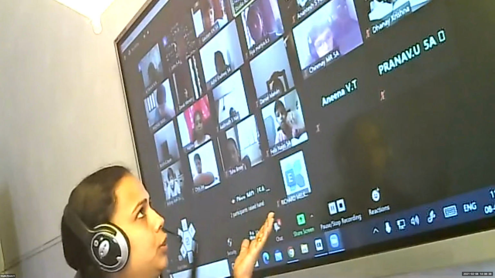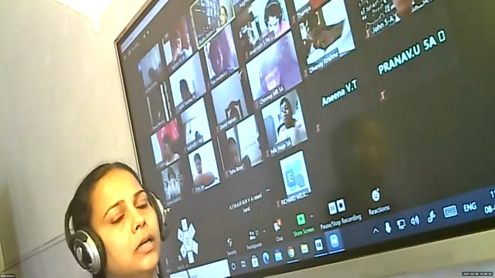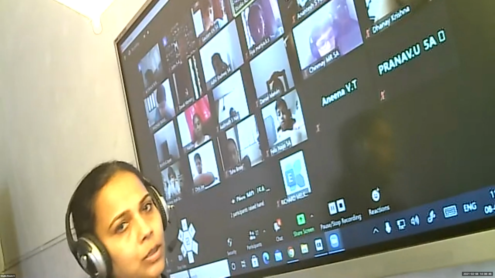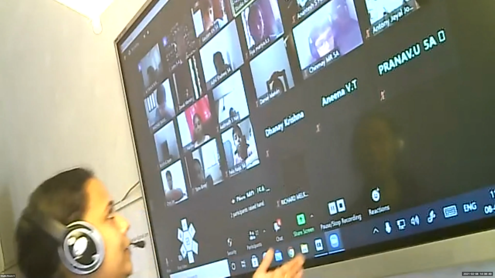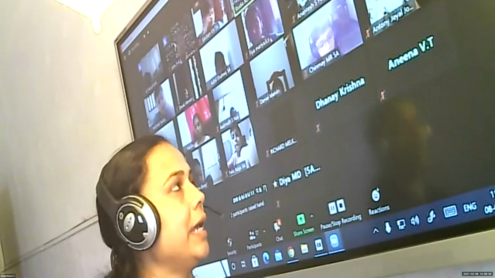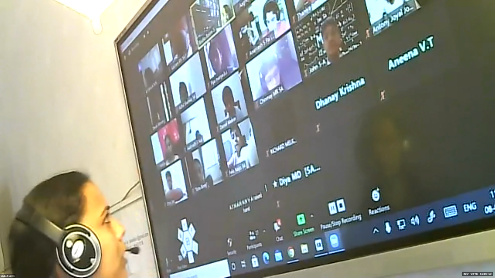And for 2D shapes, rectangle, square, triangle, 2 dimensions means we have length and breadth, like that. So today we are going to learn, children, perimeter and area. Have you learned perimeter before?